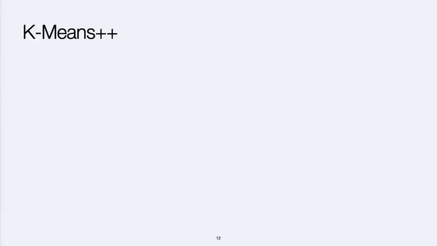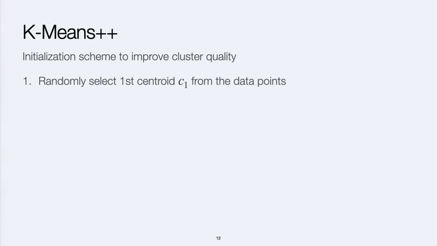Okay, awesome. Now I'm going to talk about a better way to initialize the centroids in the beginning, which is called k-means++. This plus plus idea is really popular in computer science because a lot of people use it. K-means++ is not a brand new algorithm for k-means clustering by any means. It's just an initialization scheme to improve the cluster quality. So the idea is, first of all, we randomly select the first centroid from the data points. Instead of randomly initializing the centroids anywhere on our coordinate space, we pick one of the data points specifically, and that's going to be our centroid.